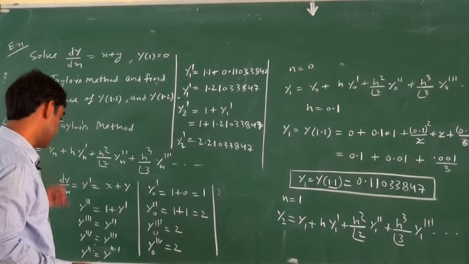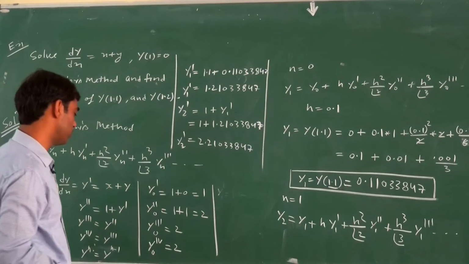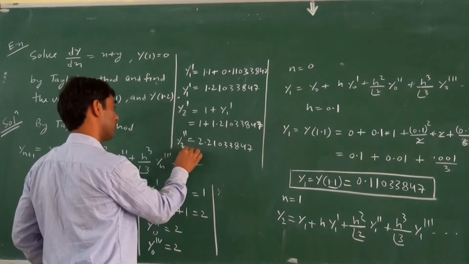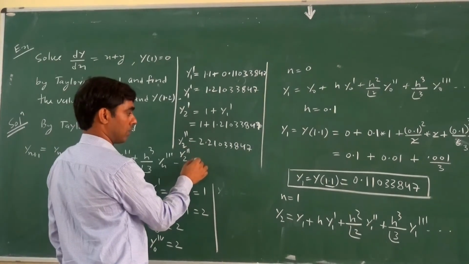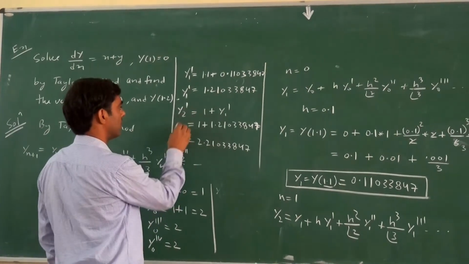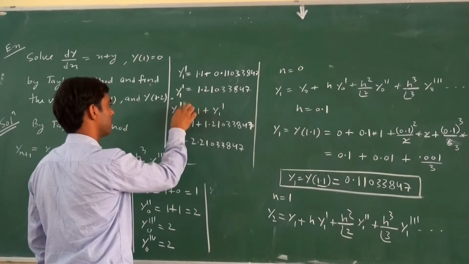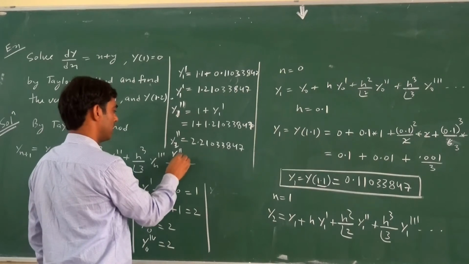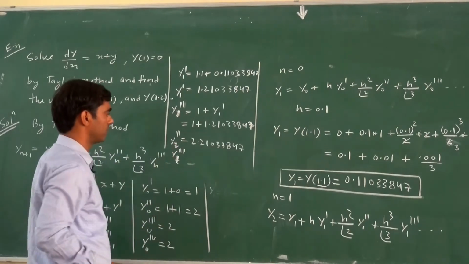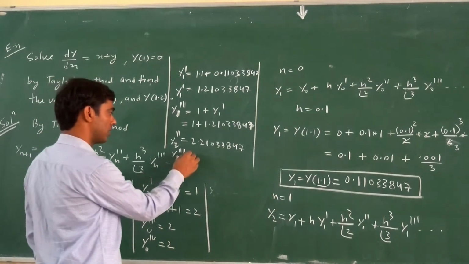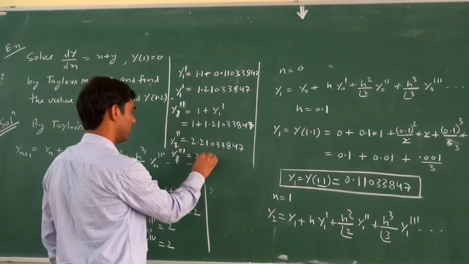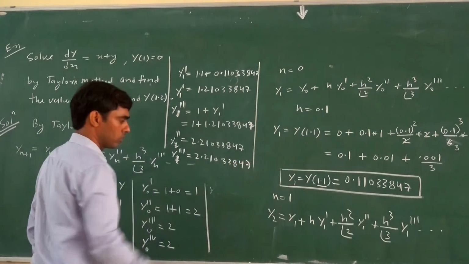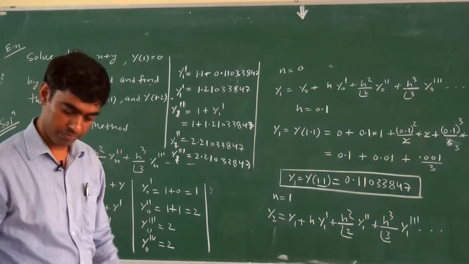Similarly, y3 dash is y2 dash. Sorry, not y2, it is y1 double dash, and y1 triple dash. So y1 triple dash becomes y1 double dash, which is 2.210338847. So now we put these values here.